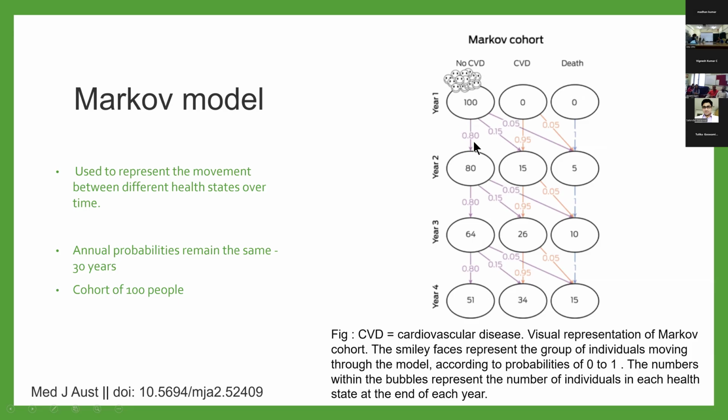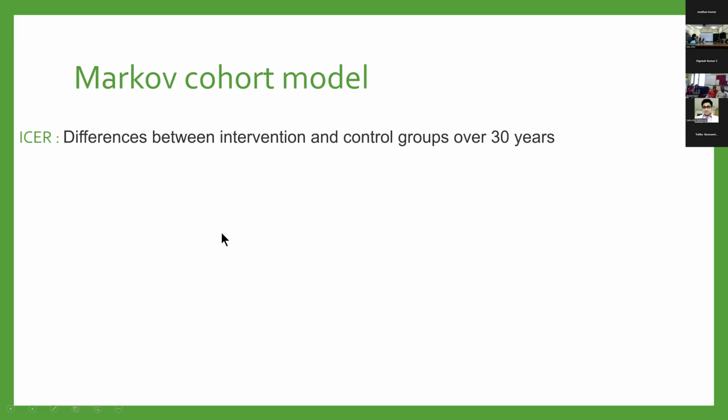These purple lines are the probability from no disease to various other states. This orange is from cardiovascular to other states. Blue is from death to other states. So you see over every year how it changes. This is called a Markov cohort model. It gives you the ICER, that is the difference between the intervention and control groups over 30 years. You have values for 1 year, but you model for 30 years.